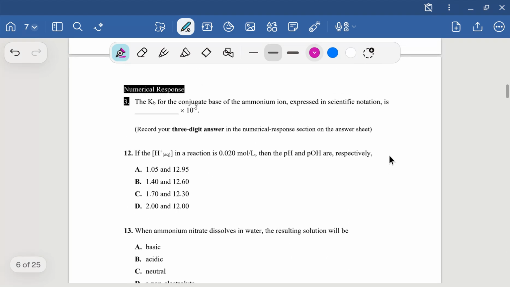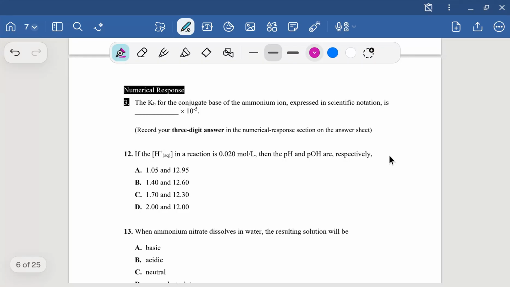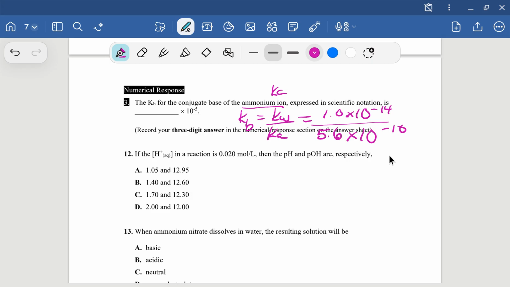This example, numerical response number 3, asking for the conjugate base of the ammonium ion. We will need the Ka of the ammonium ion, and then we can use the Kb formula, which is Kw divided by Ka, and just plug in those values. So 1.0 times 10 to the negative 14 divided by 5.6 times 10 to the negative 10, and you will get 1.79 times 10 to the negative 5. So filling in your numerical response would just be 1.79.